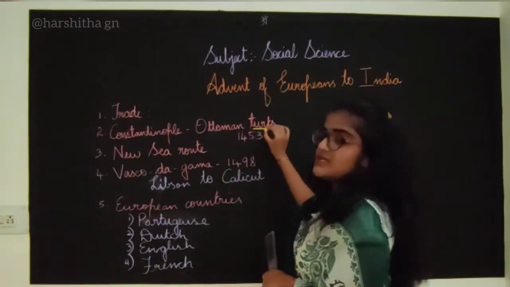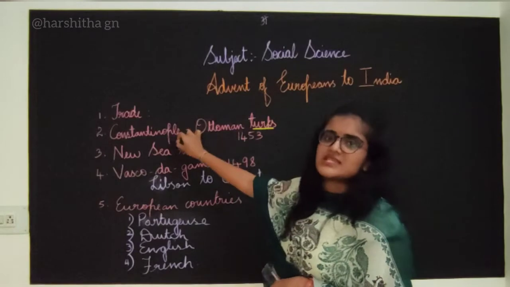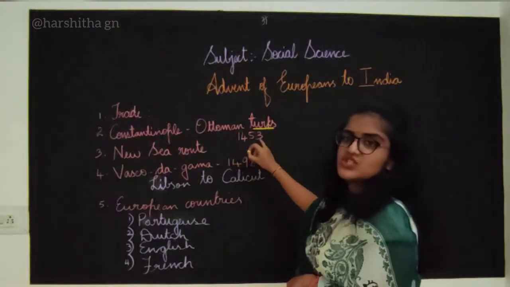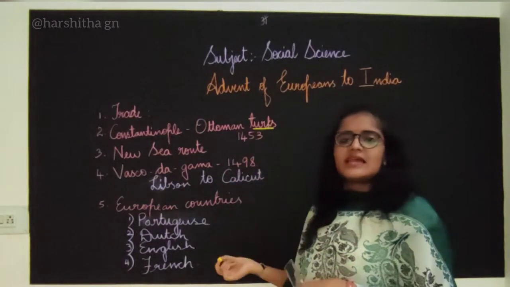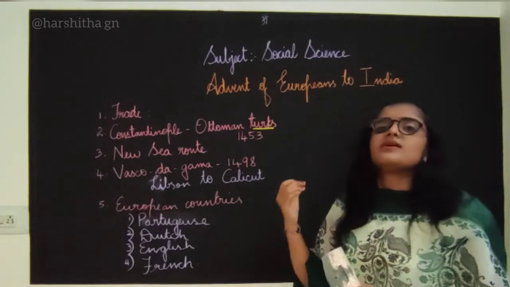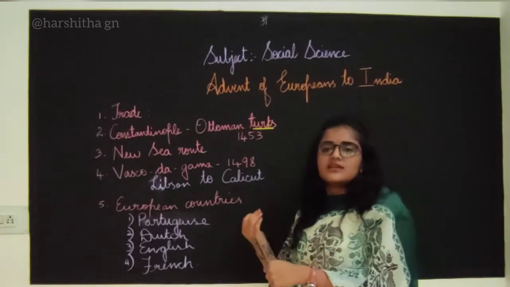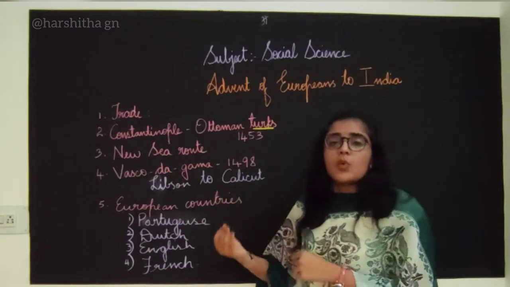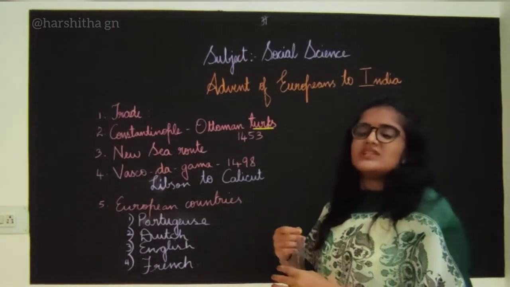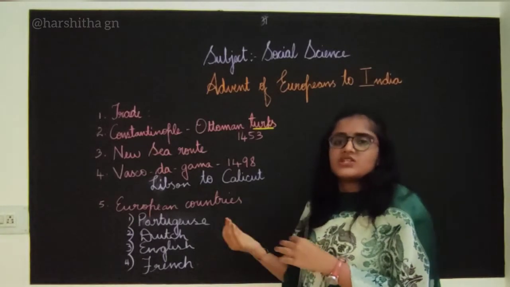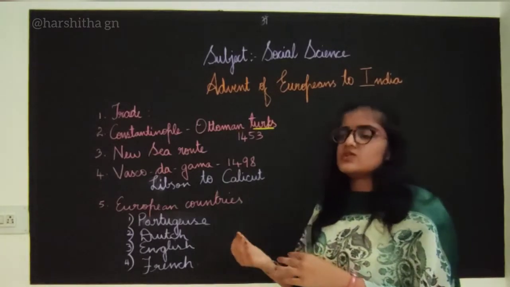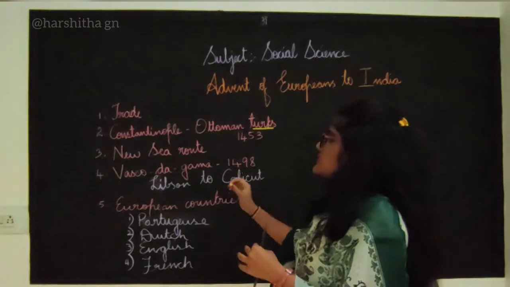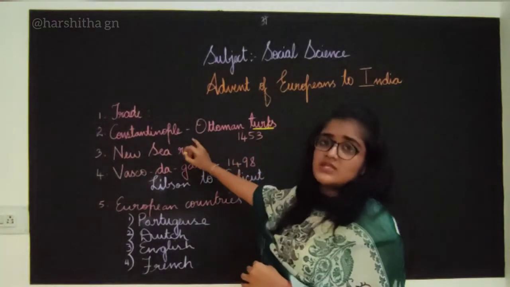So this Constantinople was captured by Ottoman Turks in the year 1453. Why did they capture it? They captured it so that the trade gets limited and they could put more tax on the goods. When the taxes were increased, the merchants who sold the goods were at a loss. So this was a drawback of capturing Constantinople.